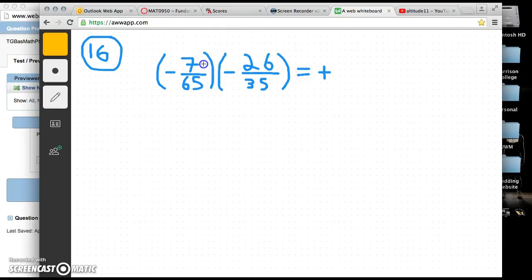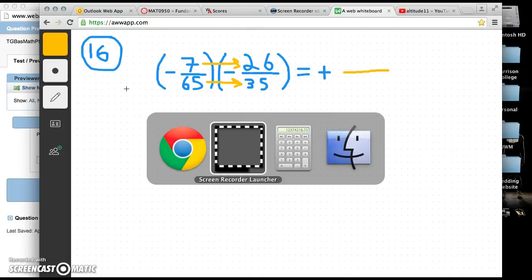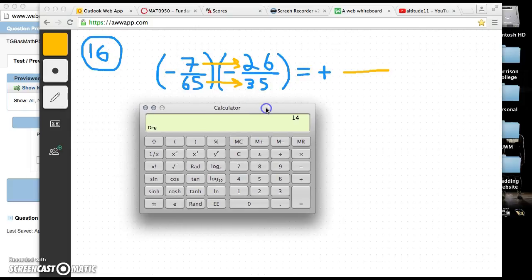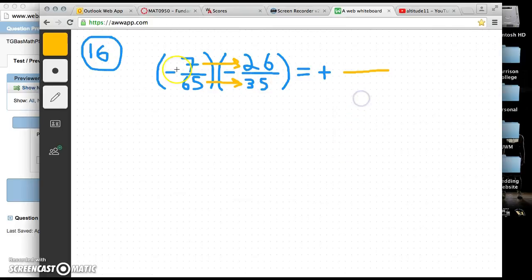Remember that multiplying fractions is just going to be multiplying straight across. You take your numerator times your numerator and your denominator times your denominator. And those give you the numerator and the denominator to your answer. So let's take a look and see what we get here. For our numerator, we have 7 times 26, and that is 182. So 182 in our numerator.